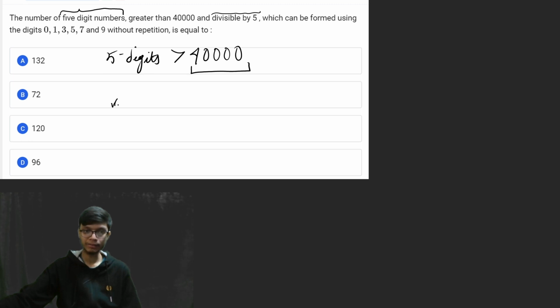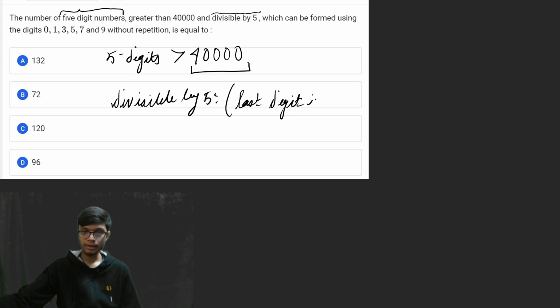Again, the criteria for divisibility by 5 is that the last digit of the number is 0 or 5. Okay, so the last digit of the number is 0 or 5.